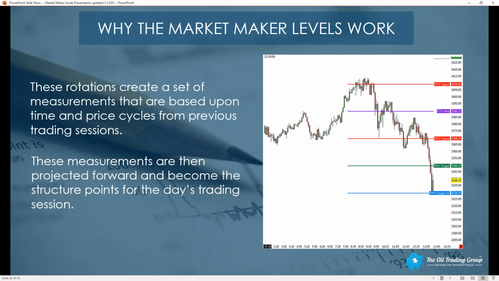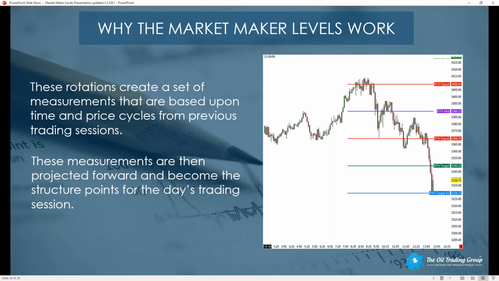So these rotations create a set of measurements that are based upon time and price cycles from previous trading sessions. So what you see here on the right is a chart with a set of these levels actually on the chart. Now I'm going to show you some real-time charts here, and I'm going to show you a couple of trades that we took live in the day trading chat room this morning before I came here today. And I'm going to show you how these levels worked in the live market that we took this morning, less than an hour and a half ago, right?